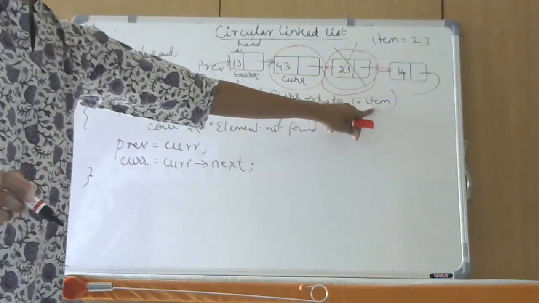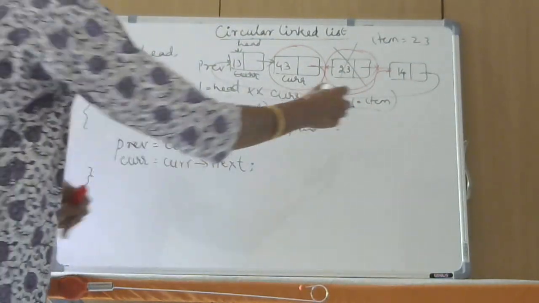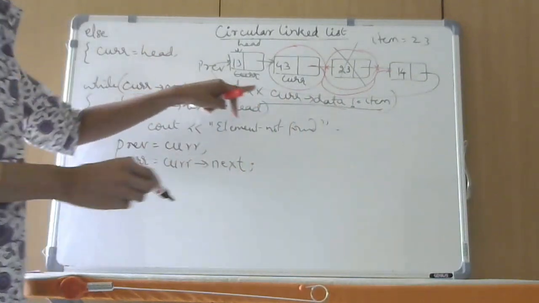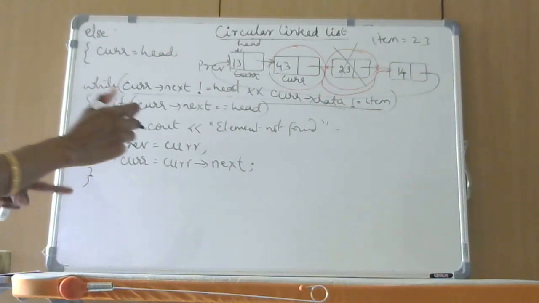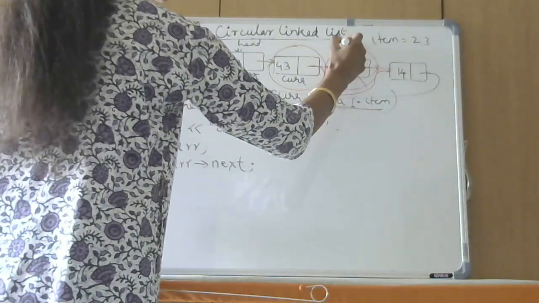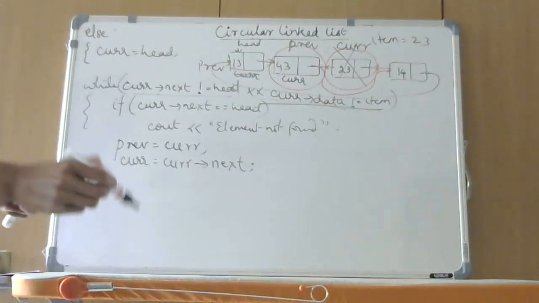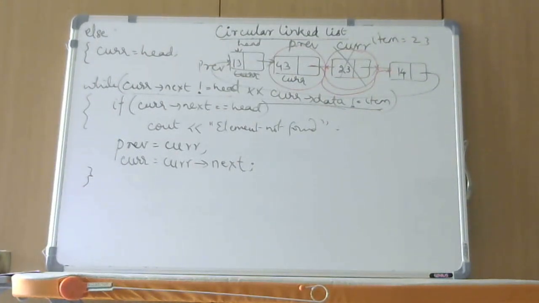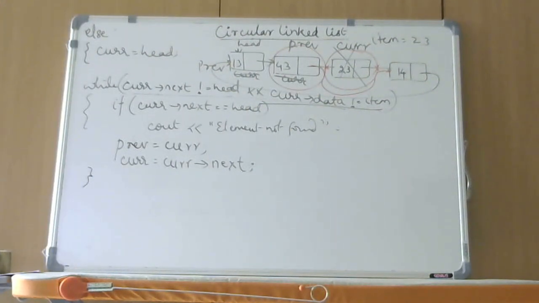Current of data is equal to item. At this condition, this will become equal, so this will not get satisfied and it will come out of the loop. If it is equal to item, then this will become my current and this will be my previous. When I come out of my while loop, 43 will be previous, 23 will be my current.